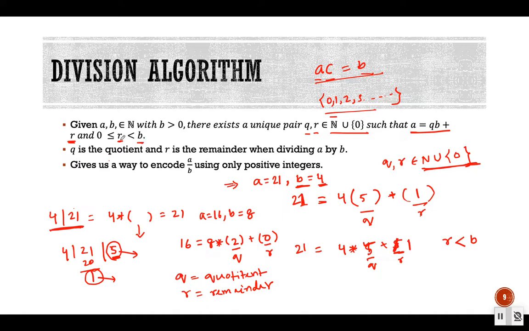The remainder has to be between 0 and b. It has to be a value greater than or equal to 0, and it has to be less than b. Here we are dividing a by b, where b is the divisor, so that gives us a way to encode a divided by b using only positive integers. So in that case we need two numbers: one is the quotient and the other is the remainder.